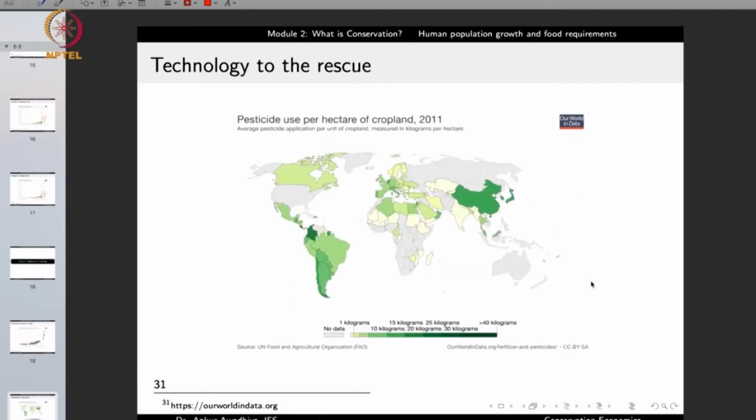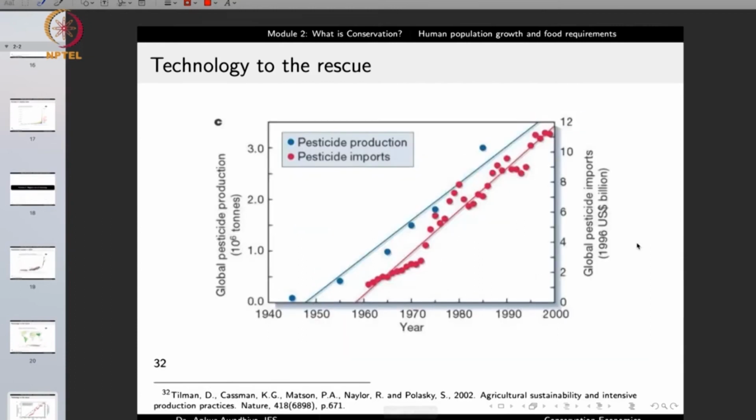Similarly, if we look at the pesticide application per hectare of croplands, here again we'll find that in quite a number of countries there is a very heavy use of pesticides in the cropland. Now, these pesticides were just not available in the days of Malthus. So, this is something that Malthus could not have foreseen. And if we look at the pesticide production or the imports in different countries, we'll find that they have been increasing with time.